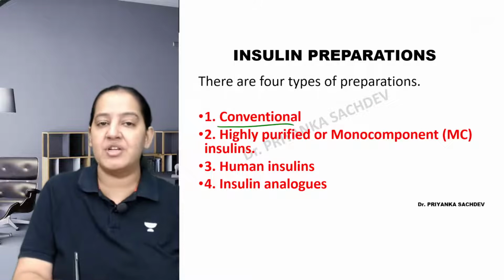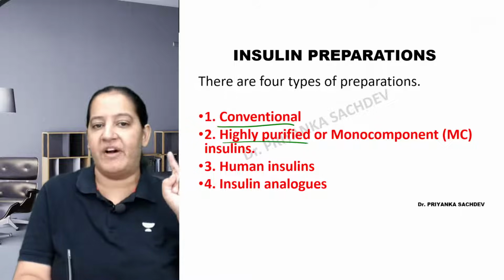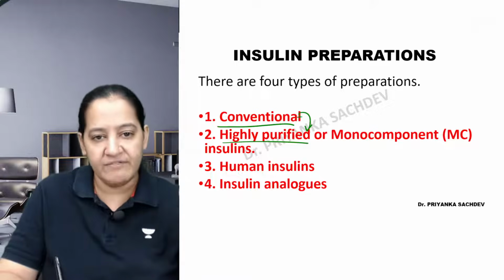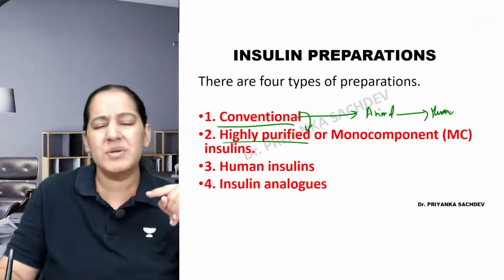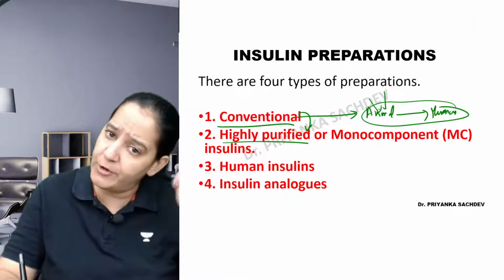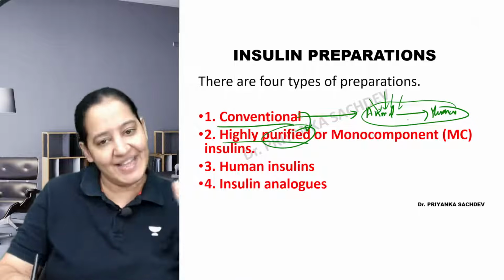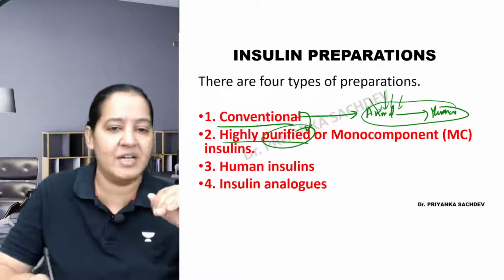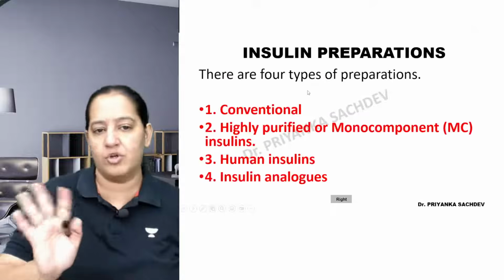So after the conventional, in the past, we prepared highly purified insulin. They are conventional only, the only thing is we are purifying them before injecting. The conventional one is taken from the animal and directly injected into humans without purification. So it is highly antigenic, because apart from insulin, some other impurities are also there. But here we first purify it, remove the impurities and then inject. Still, it is less antigenic than conventional, but antigenic, that's why not used nowadays, right?